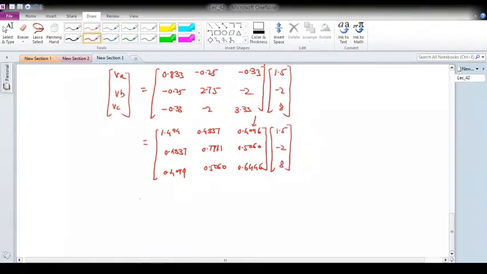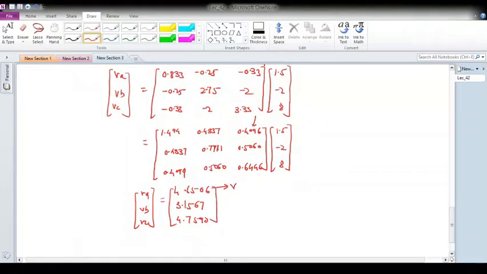So what is the resultant? Resultant will be VA, VB, VC: 4.6506, then 3.1567, and 4.7590. Okay, so VA will be 4.650 volt, the node voltage. The second node voltage will be 3.1567, and the third node voltage is VC. This is basically VC. Okay, so it is 4.790.